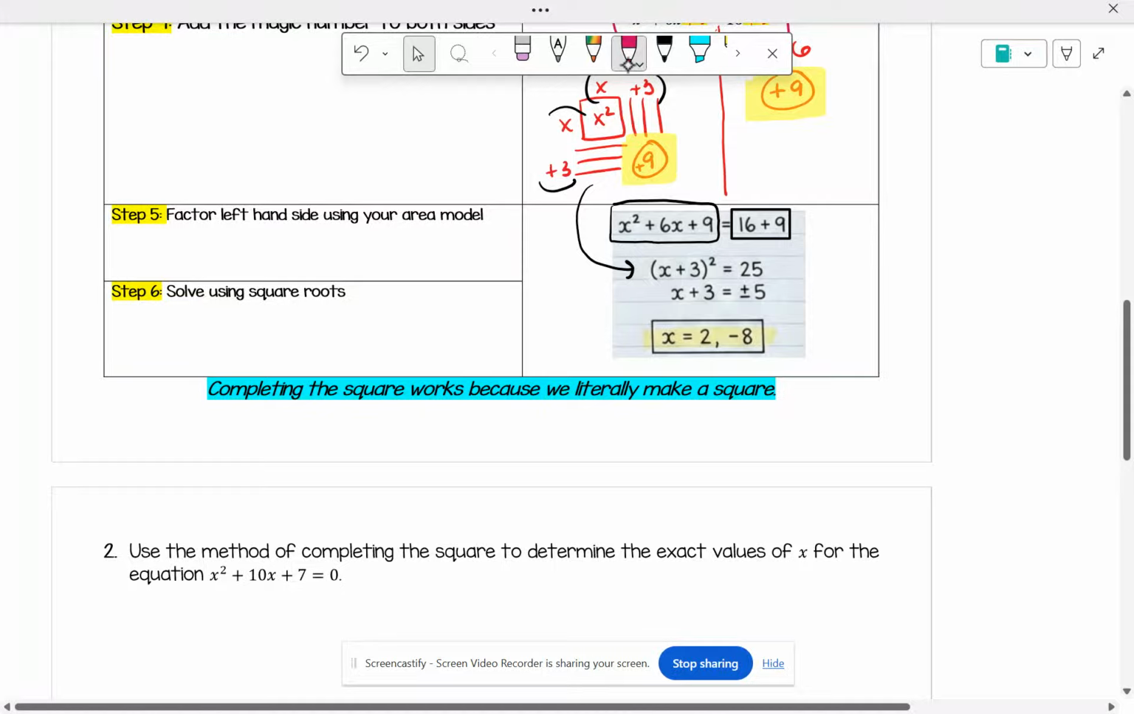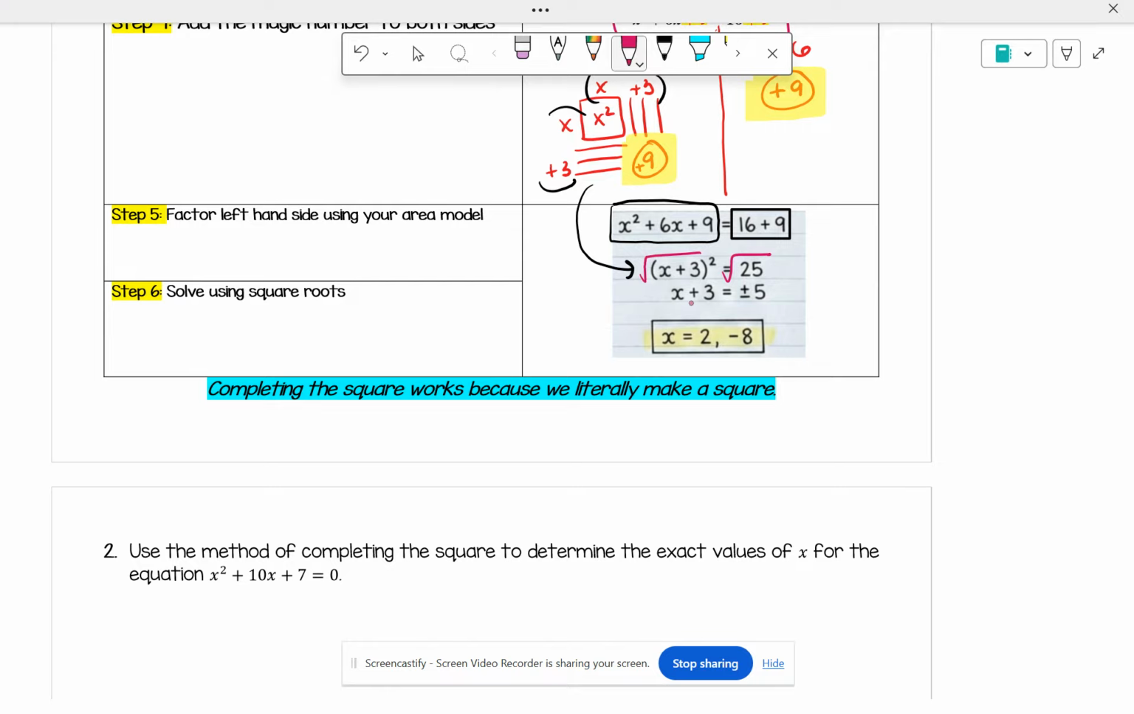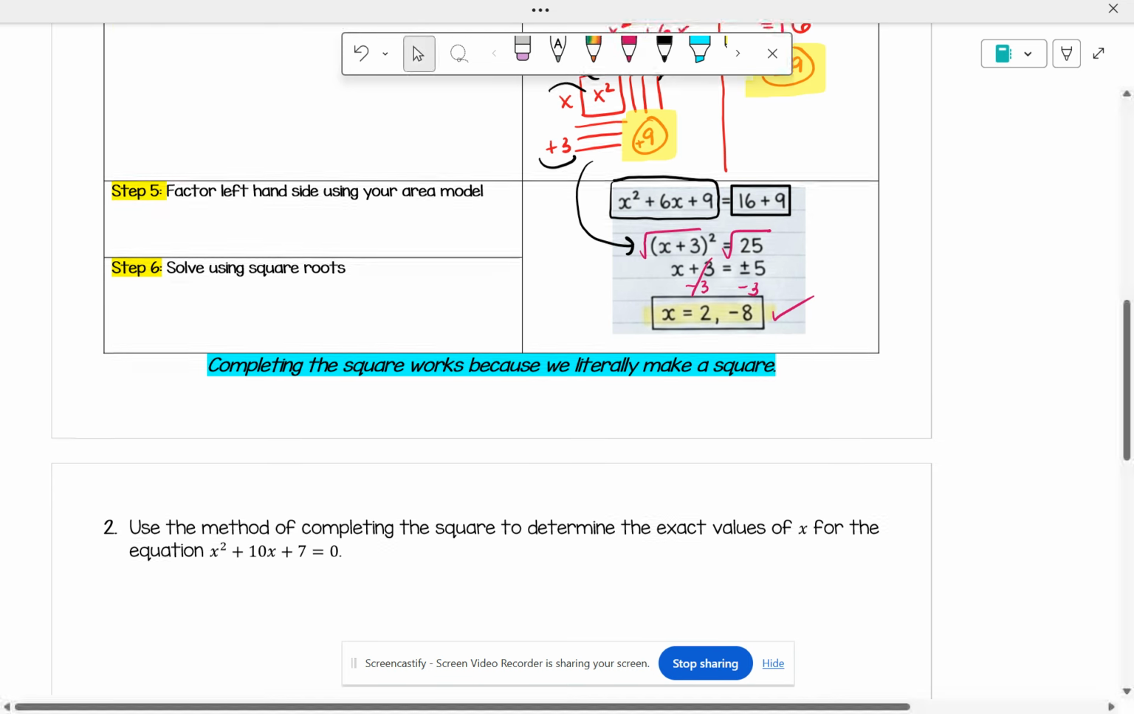I then solve using square roots by square rooting both sides. The square root of x plus 3 squared becomes x plus 3. The square root of 25 is plus or minus 5. I then subtract 3, and I have my 2 answers. Positive 5 minus 3 gives me 2. Negative 5 minus 3 gives me negative 8. These are my 2 answers.